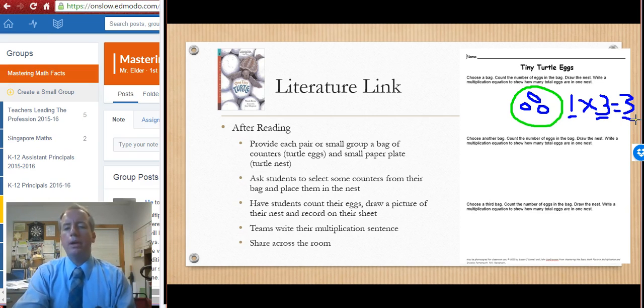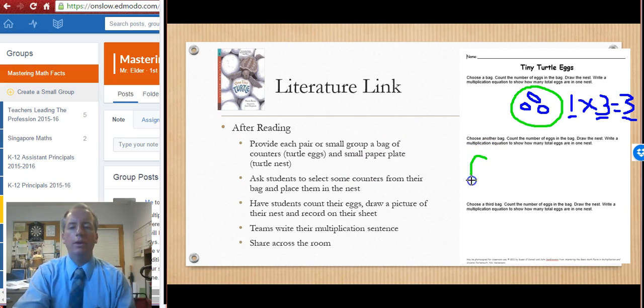So then they're going to pick another bag, and again, you could do this by counting out the eggs and putting them in the bag. As a teacher, if I was doing this in a half class or a whole class, I would just give them bags and ask them to pick out a different amount. So they're going to choose and do the same process again.